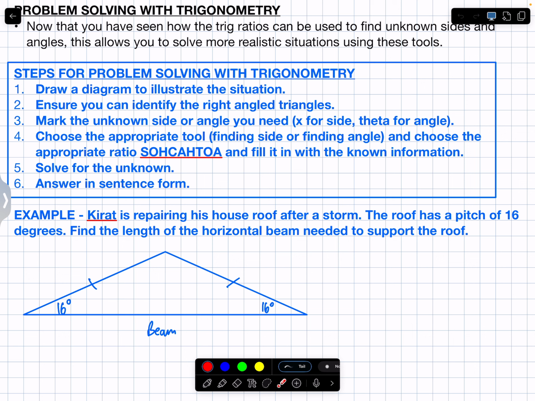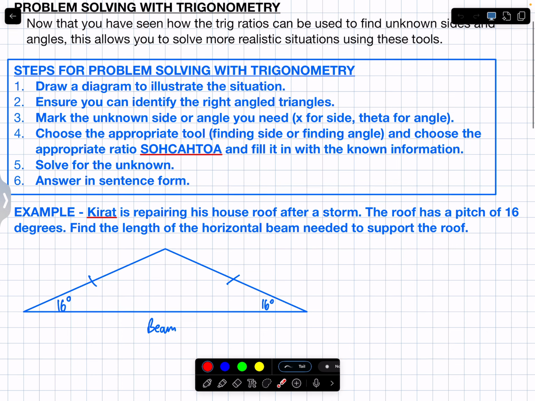Mark the unknown side or angle you need. X for sides, theta for angles. Choose the appropriate tool. How many tools did I give you? Finding sides or finding angles? I gave you 2. And choose the ratio. Solve for the unknown and answer in sentence form.